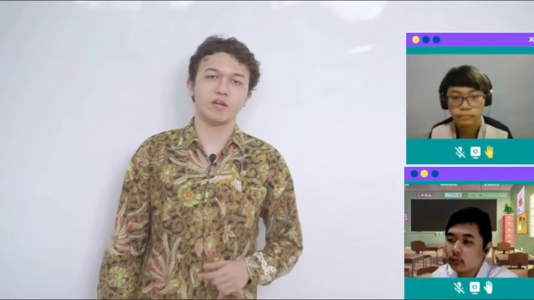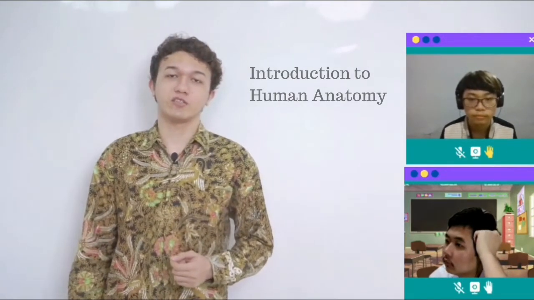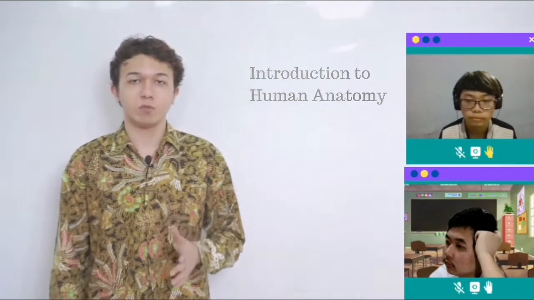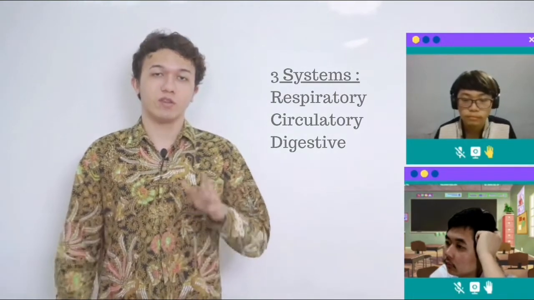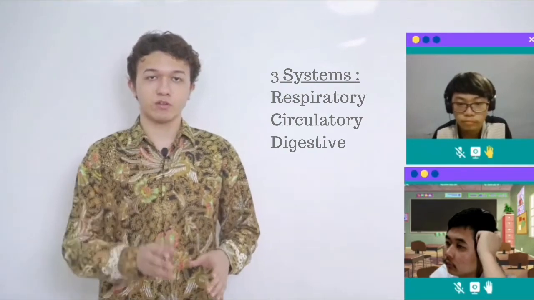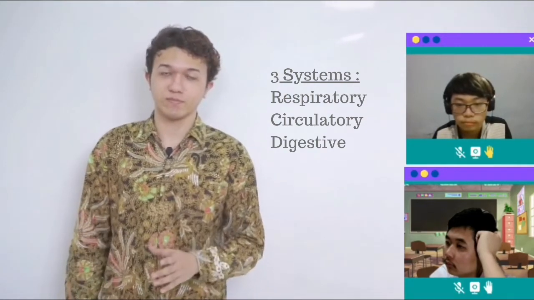Hello everyone, today we'll be talking about the human anatomy. Today is the introduction to the human anatomy. Today we'll be talking about three things, three systems: the respiratory, the circulatory, and the digestive system.